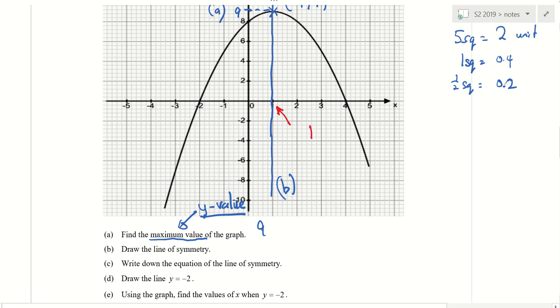Can you tell me the number for this? 1. This is 1. And can you tell me this point here? This point is along x or y? X. So we say that this is x equals to 1. Easy? So the answer is x equals to 1. Like that.